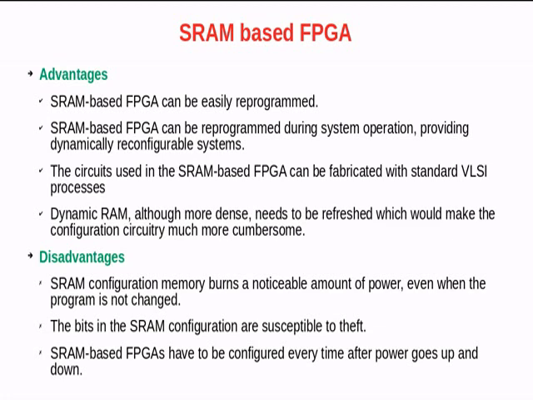We can use dynamic RAM instead of SRAM, but dynamic RAM is more dense and it requires to be refreshed, so the configuration circuitry is much more cumbersome if we use dynamic RAM. There are some disadvantages as well. SRAM configuration memory burns a noticeable amount of power even if the program is not changed. The bits in the SRAM configuration are susceptible to theft. SRAM based FPGAs have to be configured every time the power goes up or down.